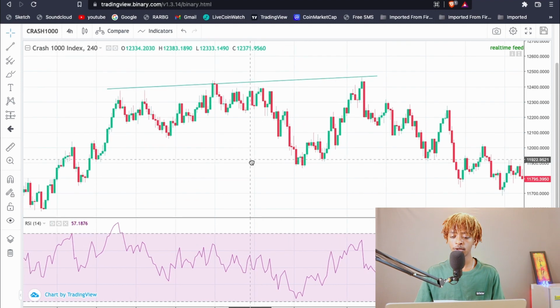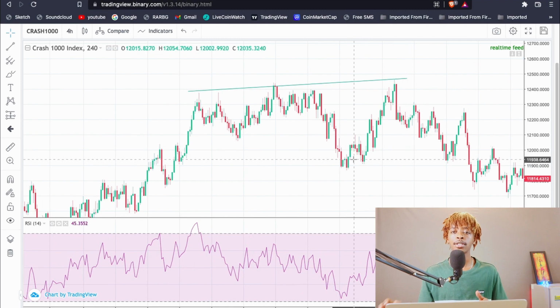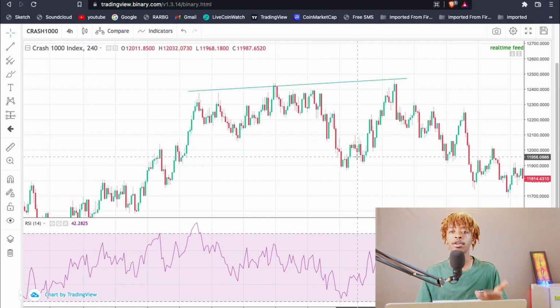So the first thing you need to do is always have your own strategy. So let's say you have your own strategy, you're about to take a trade, but you want to make sure that it's a legit breakout or a legit trend reversal. That's what we are going to do today. We want to verify trend reversals if it's true or false.